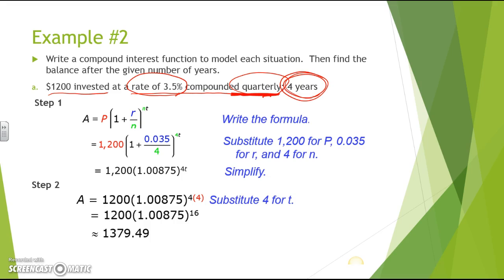$1,379.49. So the balance after the given amount of years, 4 years, is going to be $1,379.49. That's your answer working with compound interest.